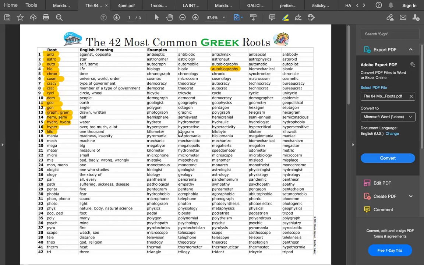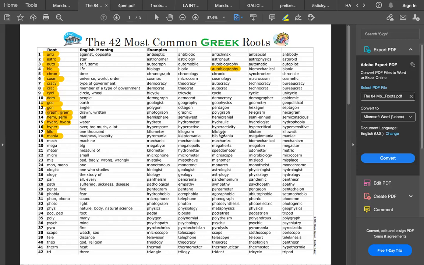Kilo means increments of 1,000. So kilometer is 1,000 meters. Kilogram is 1,000 grams. Kilobyte is 1,000 bytes. Kiloton is 1,000 tons. Mania, that is a madness or insanity. So pyromania, somebody who is like crazy with fire. Kleptomania, somebody who's crazy or has a madness with stealing.